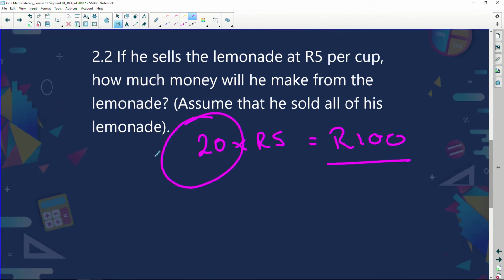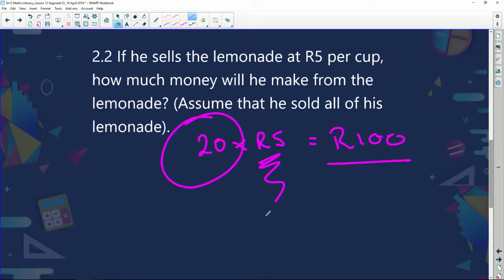So if he can only get 20 cups out, but he's got to sell 24 cups before he breaks even, this is running at a huge loss. We have a problem, Houston. Stop making your lemonade. Or make your lemonade, but sell it for more than 5 Rand per cup. Maybe you need to sell it for 10 Rand a cup.